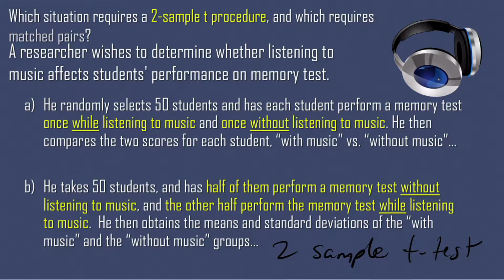Question A. Is question A one sample or two samples? One sample, one population, right? You're not breaking up the 50 kids. 50 kids are the sample, right? One population, right? This population is performing a memory test without listening to music. This population is doing a memory test while listening to music. They do both. And then you compare them afterwards. It's a before and after test, right?